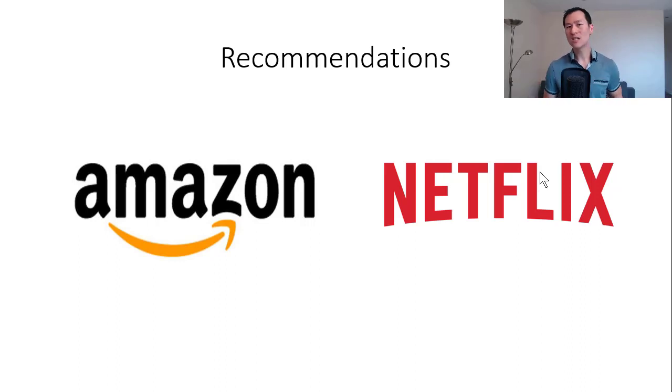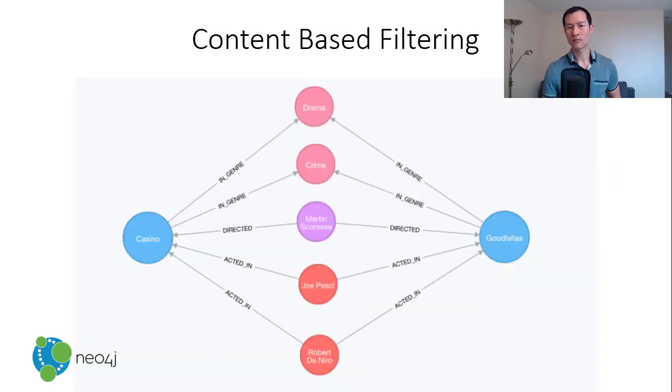Now, what are some of the key ways that recommendation engines are actually implemented? Well, there's a couple of key ways. The first method is a method called content-based filtering. And basically what this means is, if you go off and watch a movie, there's a good chance that you will be interested in other similar movies.